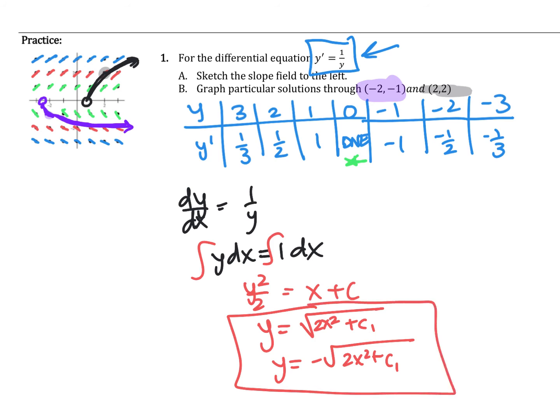This is a lot like the one that we just did. There's a reason that y can never be 0. 0 is the dividing line between using this function versus this function.